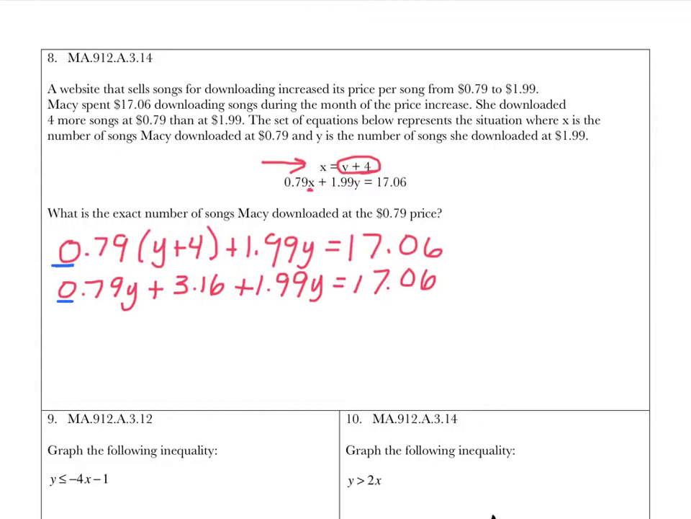Okay, next step is going to be to combine like terms. My like terms are the 0.79y and the 199y, so I'm going to add 199 to 0.79, and that gives me 2.78y plus 316 is equal to 1706, and I'll subtract 316 from both sides.